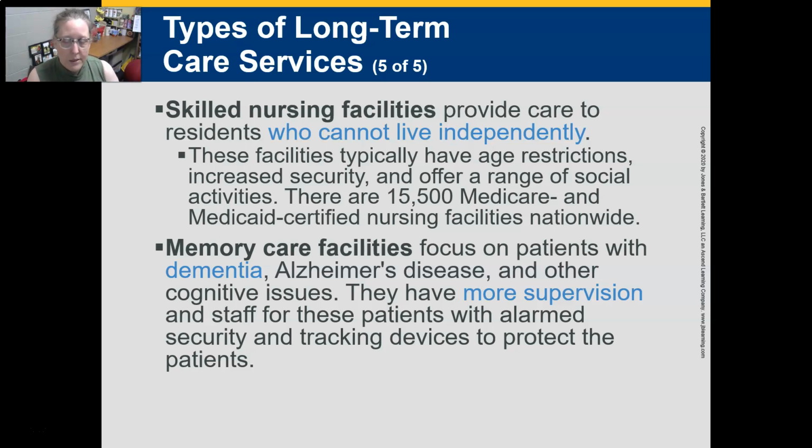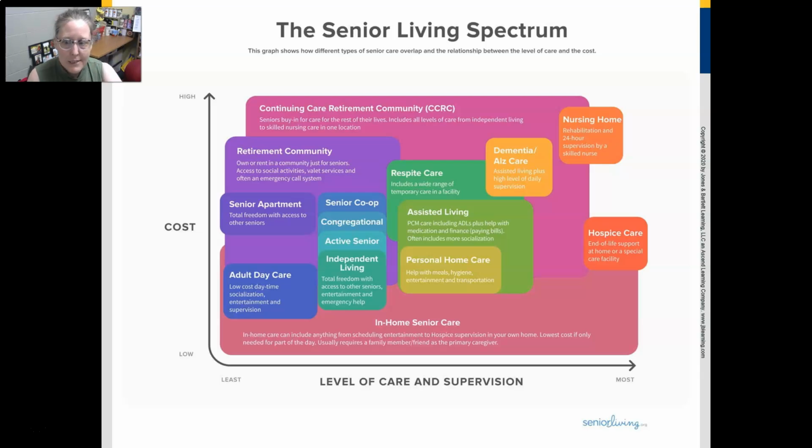And they're easily lost. So this last slide kind of captures the senior living spectrum. Going this way, the cost increases, and going this way, the level of care and supervision increases. So adult daycare is a pretty low cost, not a lot of supervision. In-home senior care is the lowest cost, and you can have all levels of care and supervision depending on what you need. And then we have independent living here. Again, independent living costs the least, but it also doesn't have a lot of supervision, like active senior or senior co-ops, so more like all independent living.